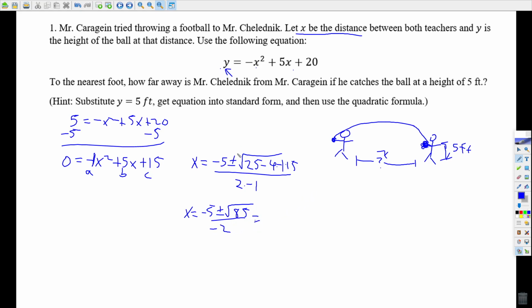I'm just going to keep going here. So we have the square root of 85. Again, not a nice number. It's about 9.2. So I'm going to do negative 5 plus or minus 9.2 over negative 2. And then here are our two answers. Let's go ahead and break it apart. Negative 5 plus 9.2 over negative 2, or negative 5 minus 9.2 over negative 2.